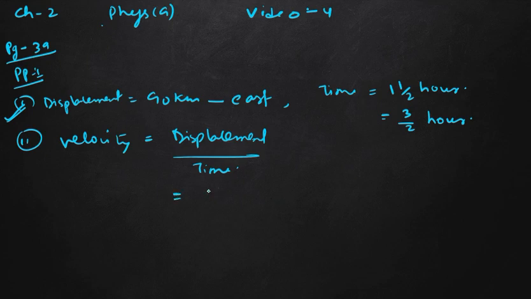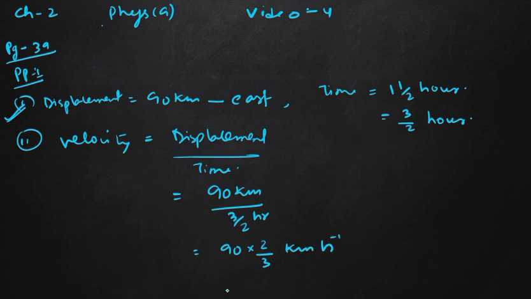So displacement is 90 km divided by time, which is 3 by 2 hour. So this will be 90 into 2 by 3 kilometer per hour. If we cancel out, 3 nines are 27, 3 twos are 6, this will be 60 km per hour. So this is the answer in kilometer per hour. Now we need to convert it into meter per second. Suppose this is our first part A.